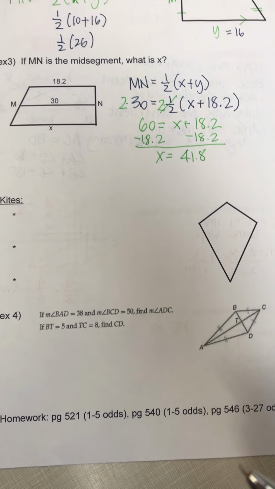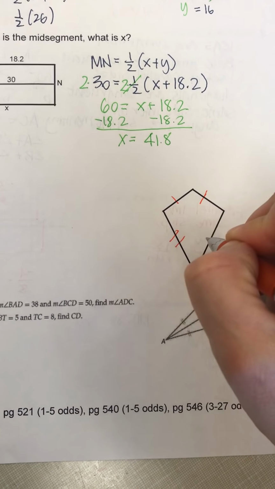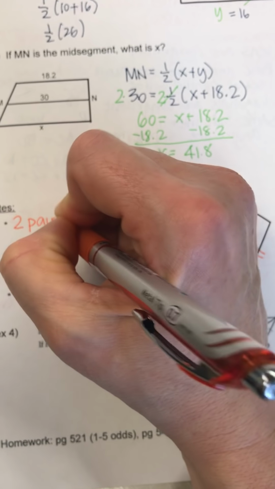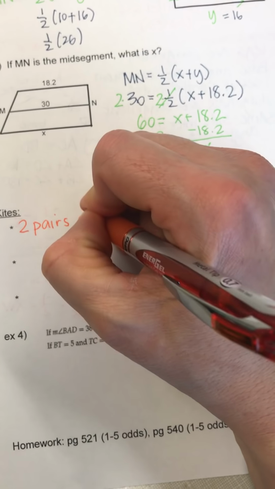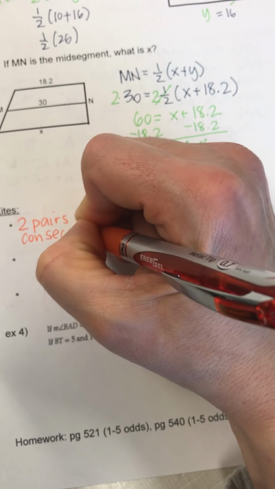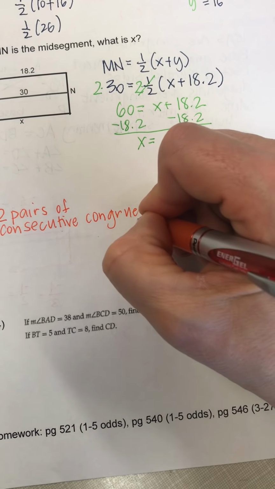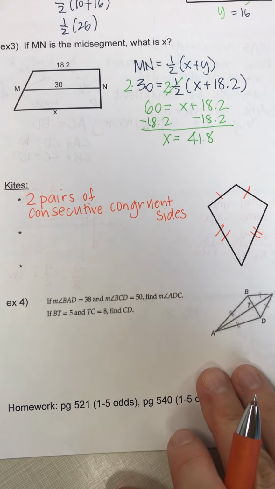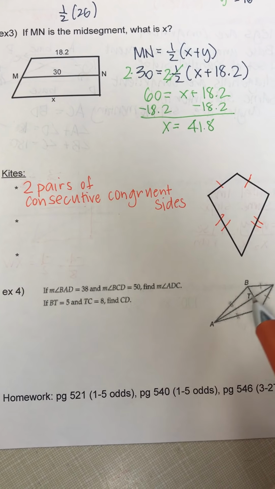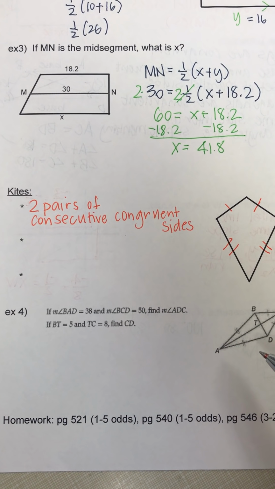So what this one is, it's two pairs of equal sides, but they're going to be right next to each other. So we're going to say two pairs of consecutive congruent sides. Consecutive means next to. So this is congruent to that, that's congruent to that. So this is not a rhombus. They're not all equal. If they were all equal, then it'd be a rhombus.